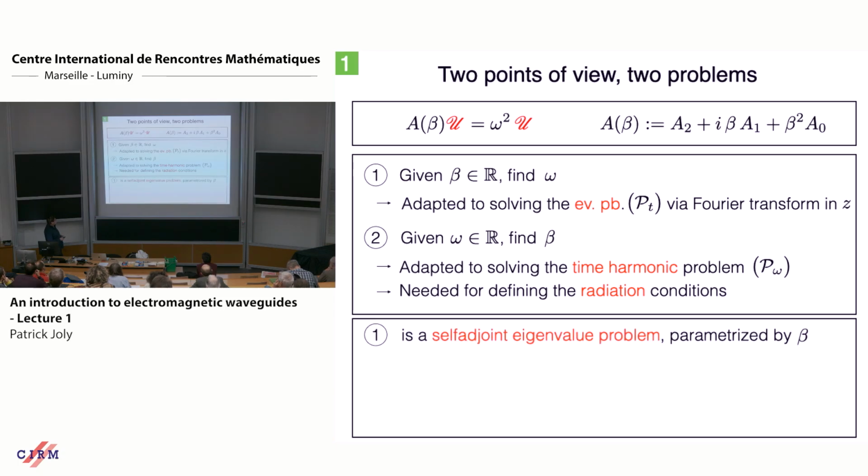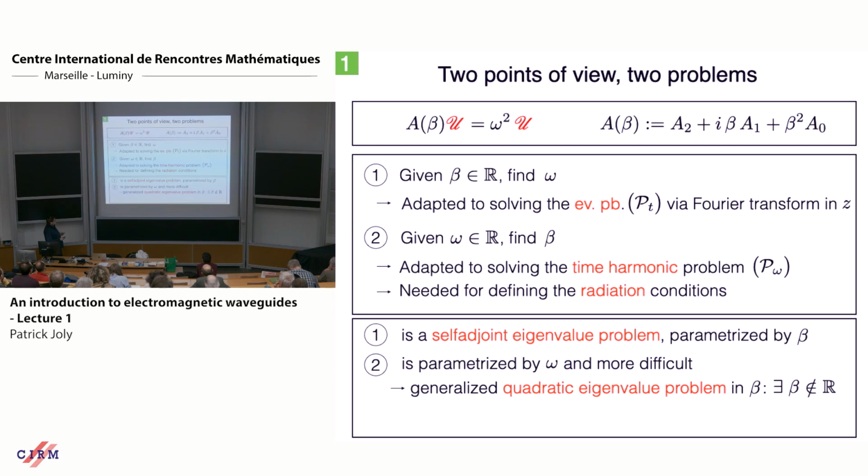From the mathematical point of view, problem 1 is relatively easy because it is a sequence of self-adjoint eigenvalue problems parameterized by beta. The second problem is more difficult because it is not really a general eigenvalue problem. It is more a quadratic eigenvalue problem for an operator pencil. Because of that, all solutions will not necessarily be real. And by the way, as soon as beta is not real, A of beta is no longer self-adjoint. These two remarks are related.